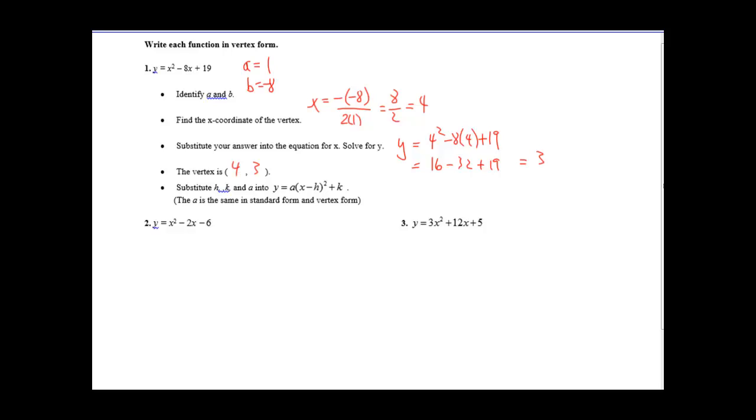So now if we substitute the h and k, the vertex, into the original vertex form of the equation, we get y equals (x minus 4) squared plus 3. The a is the same in standard form and in vertex form. So here's vertex form. Here's standard form. If you notice, the a on the x squared is 1. Therefore, it's the same. So we've just taken our standard form of the equation and written it in vertex form.